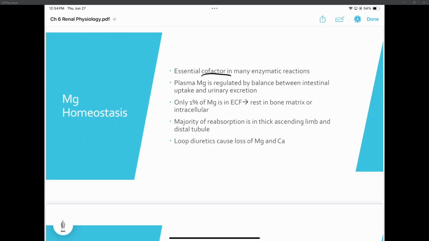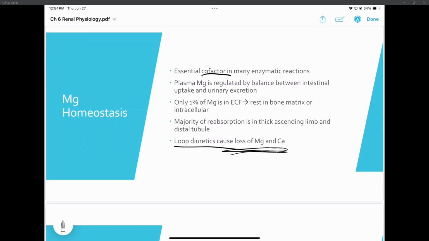They're going to be related to a lot of things, and that's why loop diuretics can also cause loss of magnesium as well as calcium. They go together. Not all the time. Magnesium doesn't cause contractions, but they're 2+ ions. They're in a lot of areas together.